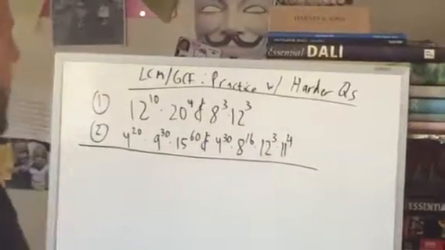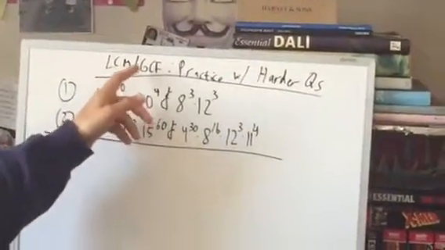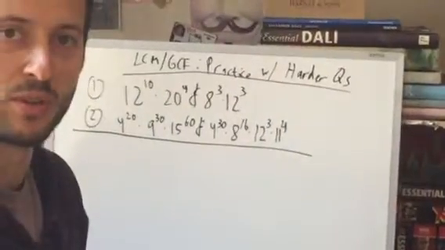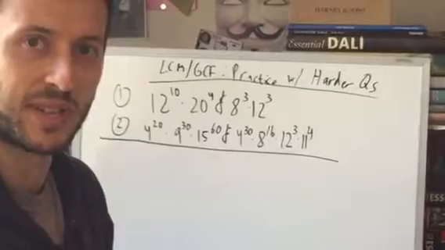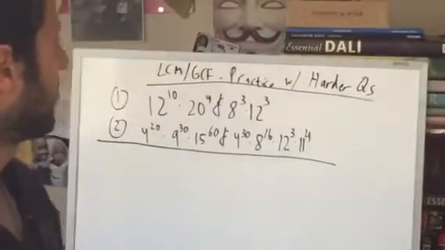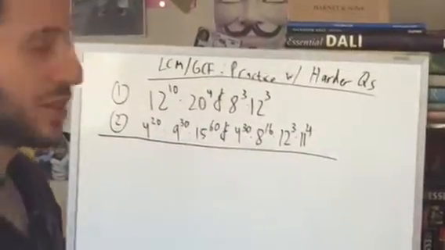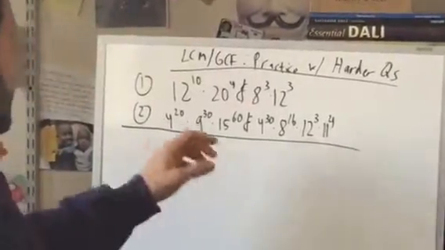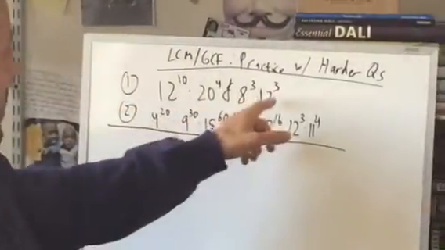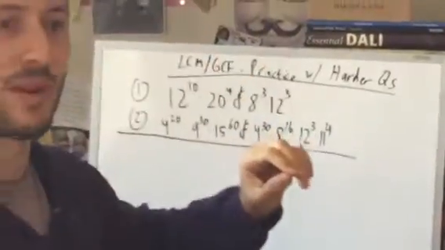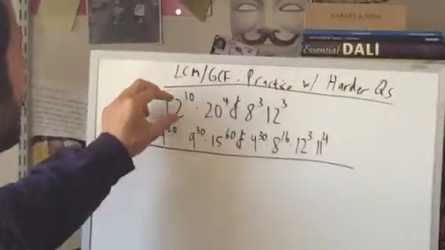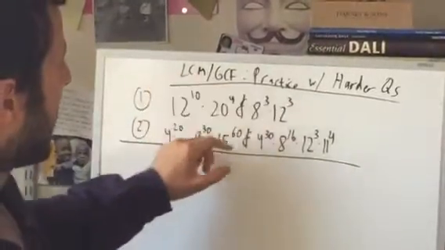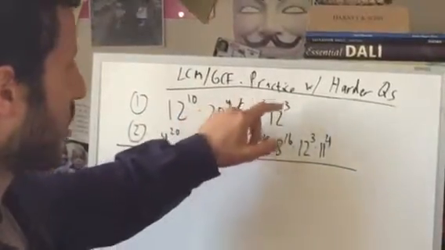Previously we talked about how to find LCM and GCF, and there are two scenarios: either you're given numbers or you're already given their prime factorizations. So here's a slightly trickier set of examples to make sure you really have it and can practice it a little more. Let's say you're given 12 to the 10th power times 20 to the 4th as your first number, and your second number is 8 cubed times 12 cubed.